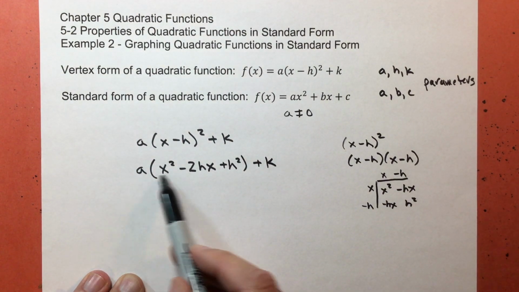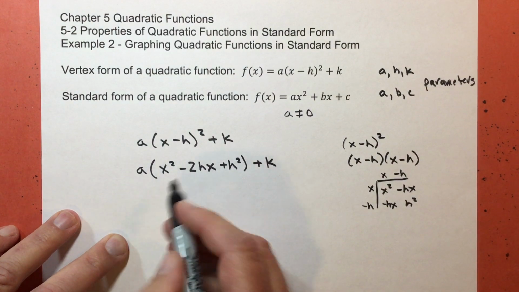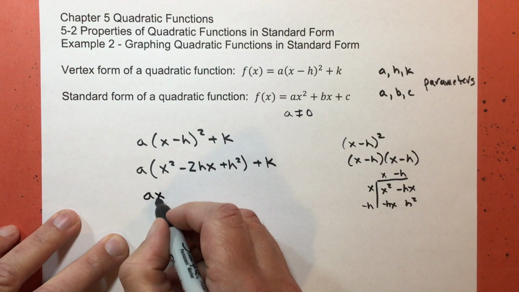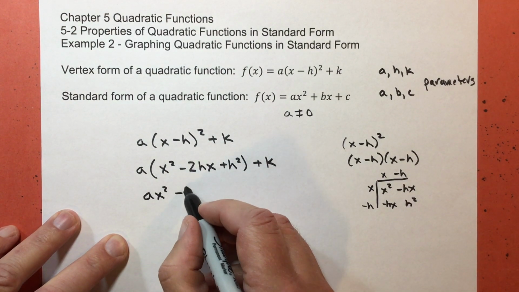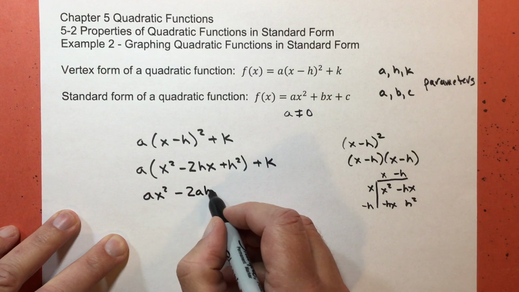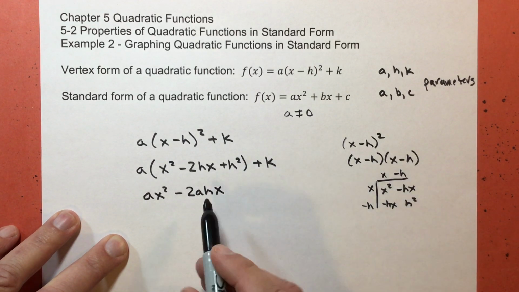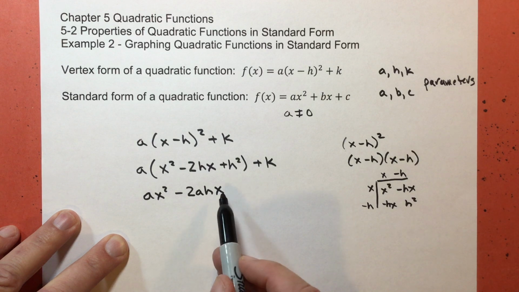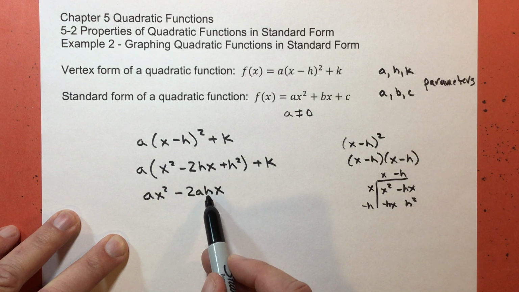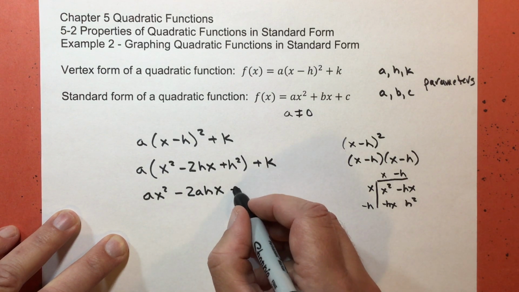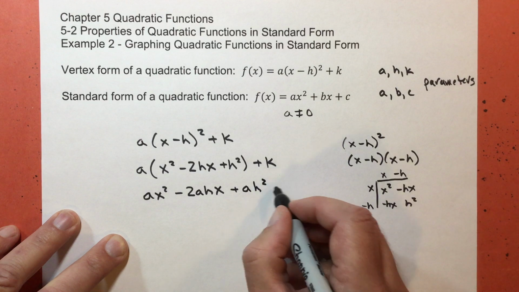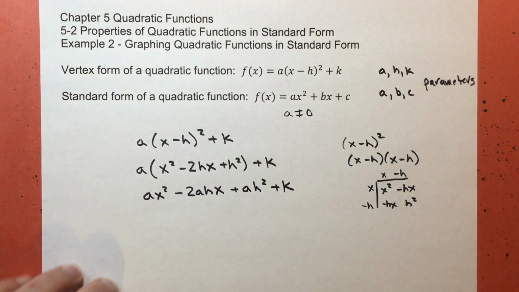Now I'm going to use distribution. I'm going to multiply a by all of this, so I get ax squared minus 2a times h times x. That's a lot of letters to put together. Only the x is a variable. The a and the h are not variables, they are parameters. So this is just a number. Plus a times h squared plus k.